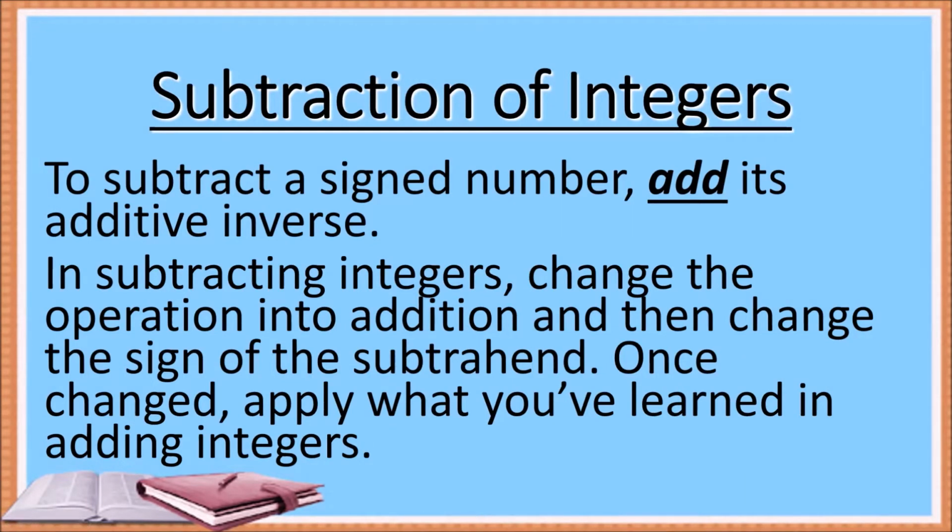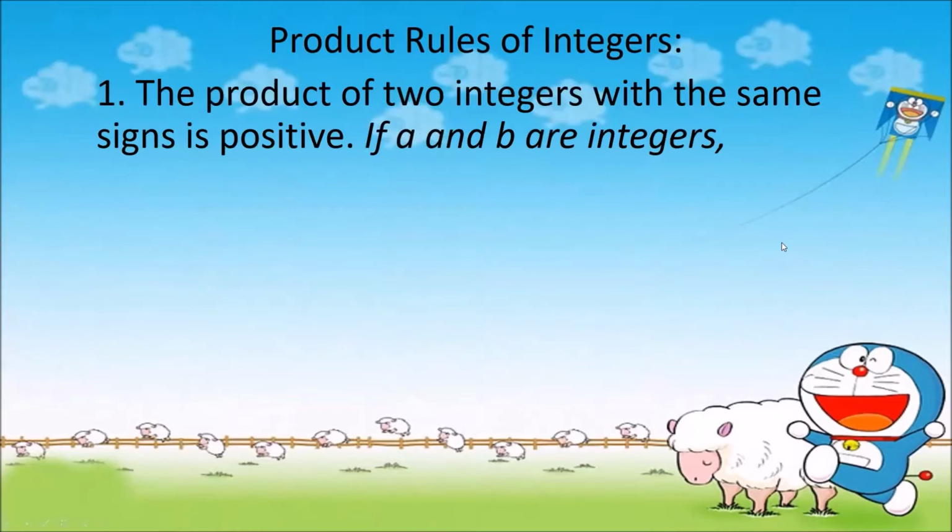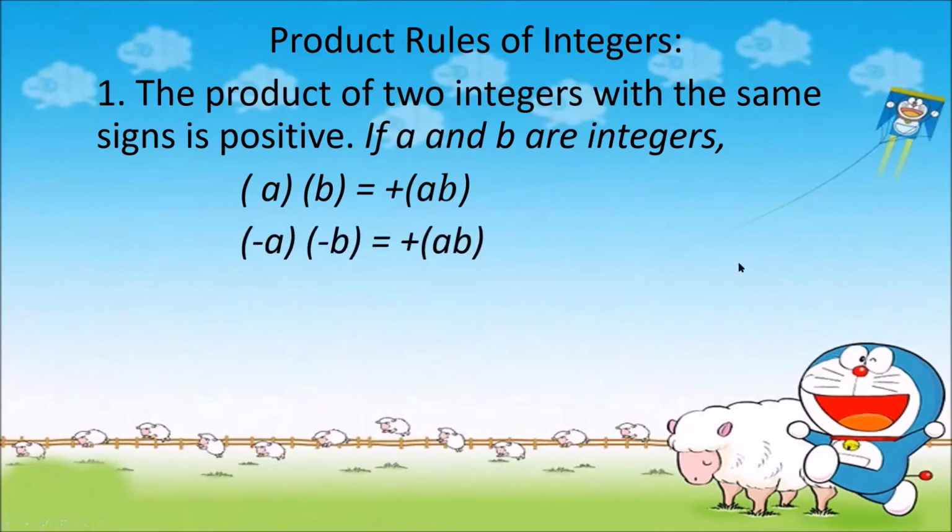Now, in multiplication of integers, the product rules of integers are the following. Number one, the product of two integers with the same signs is positive. If A and B are integers, A times B, the signs are the same, both are positive, so the product sign is positive AB. And negative A times negative B, the signs are the same, so positive AB also. Example, positive 2 times positive 3 is positive 6. Negative 2 times negative 3 is equal to positive 6.